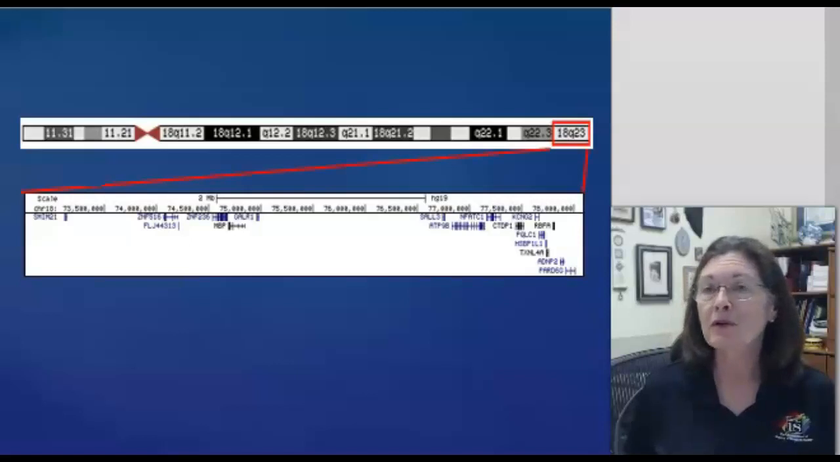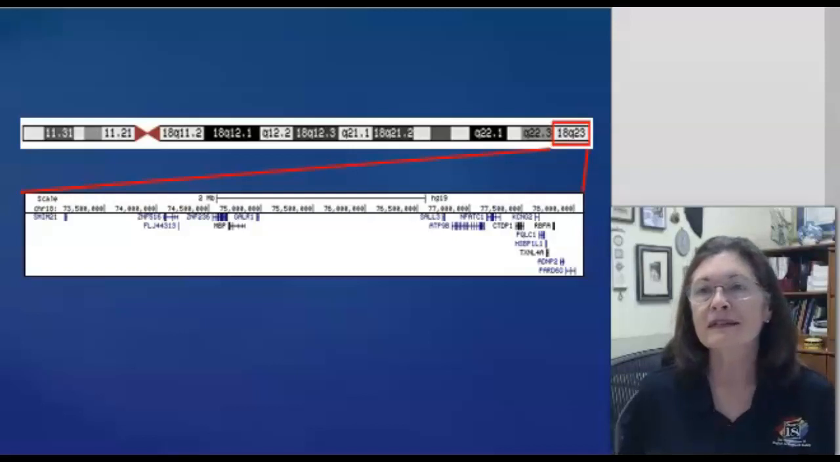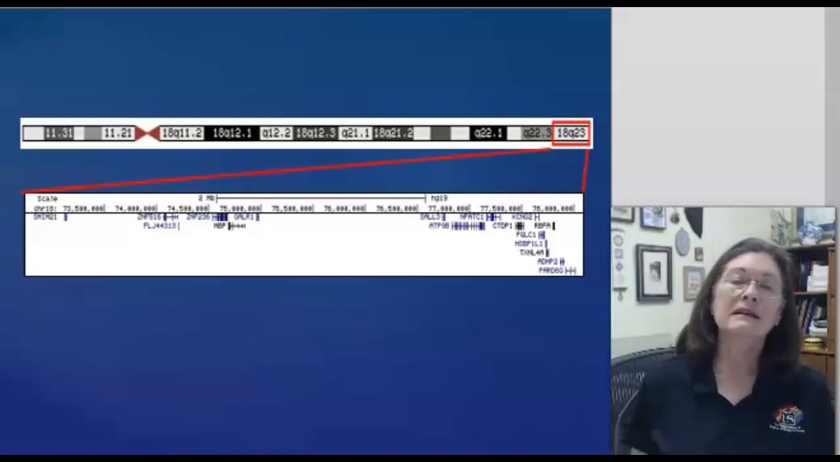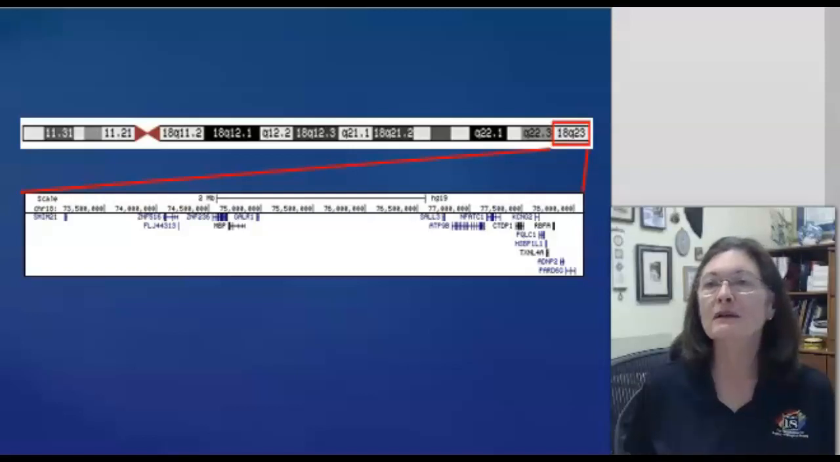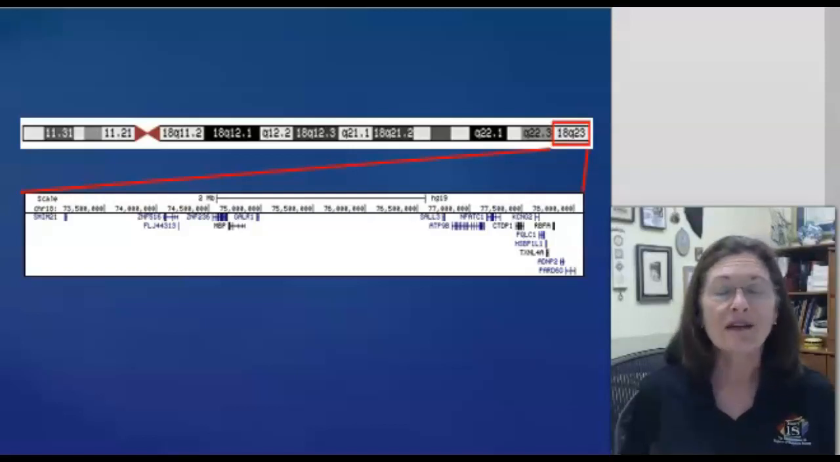In the box below that, it shows a zoomed-in view of what is contained there. At the top part of the lower box, you can see a bar that indicates the scale of 2 megabases. So that's 2 million base pairs of DNA. That's how big it would be in this image. Below that is the actual scale with the position of the base pairs, from about 75 million to 78 million.